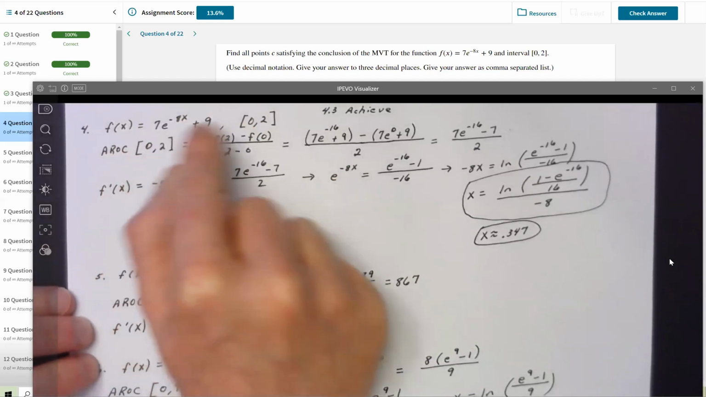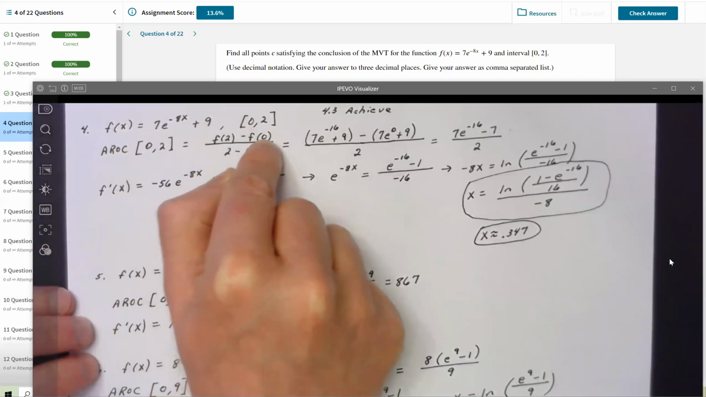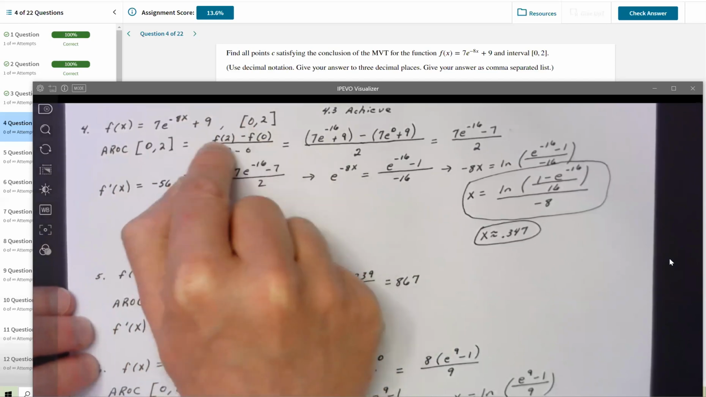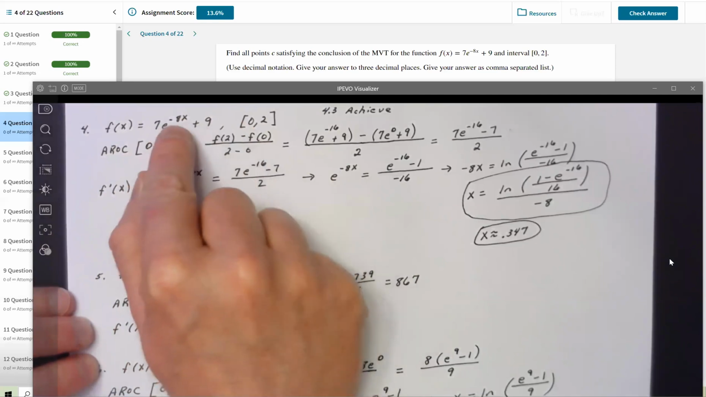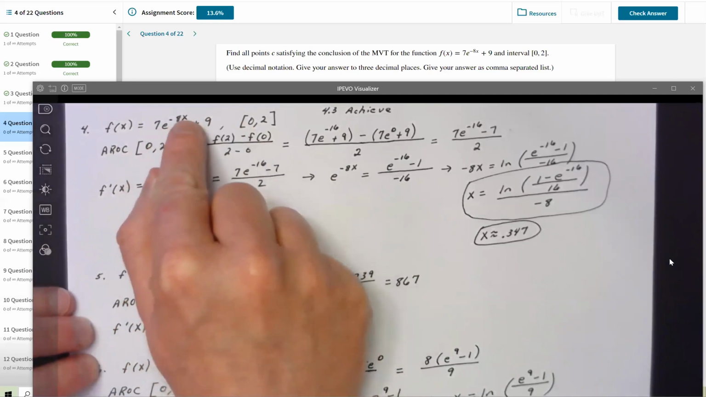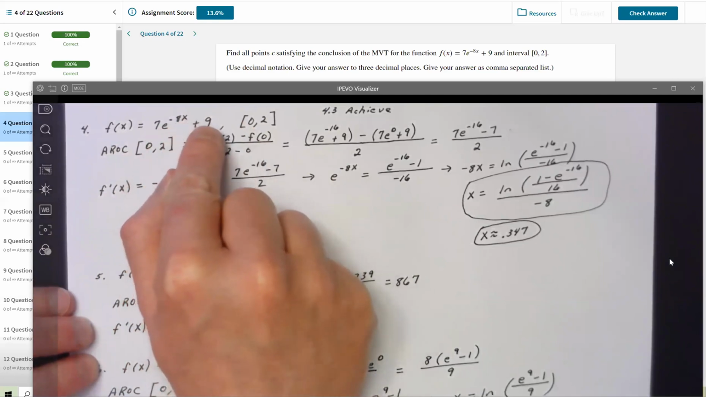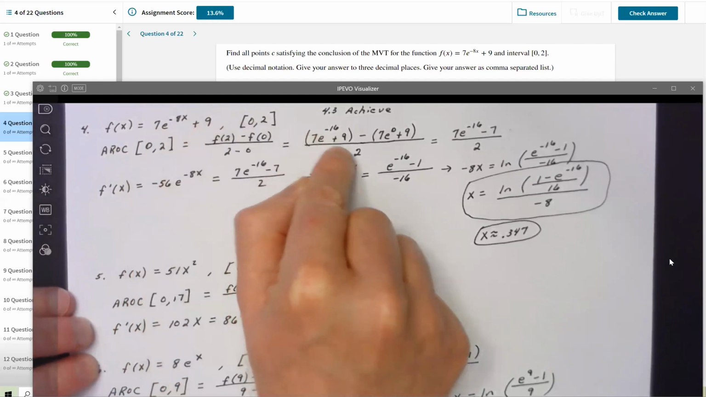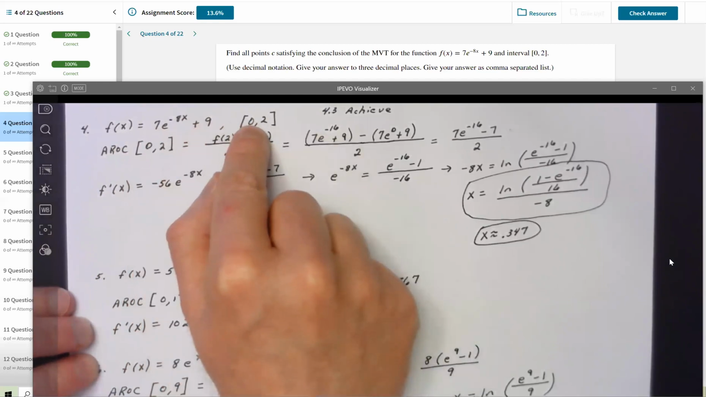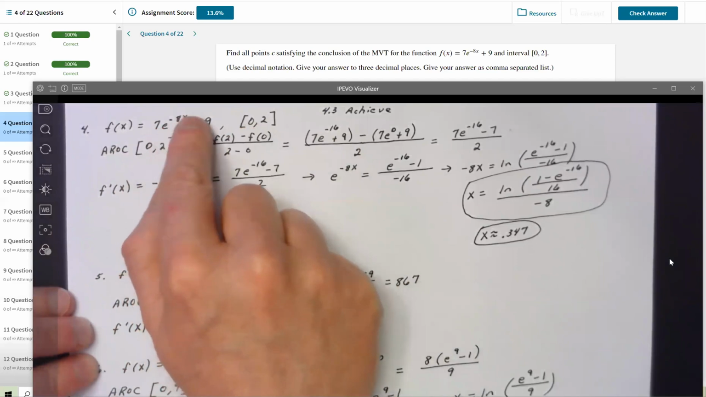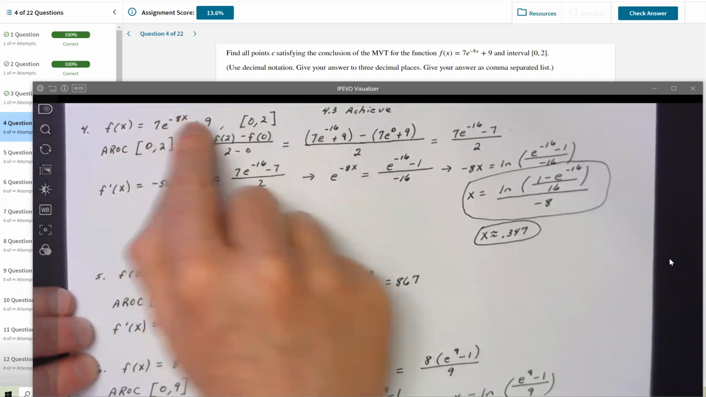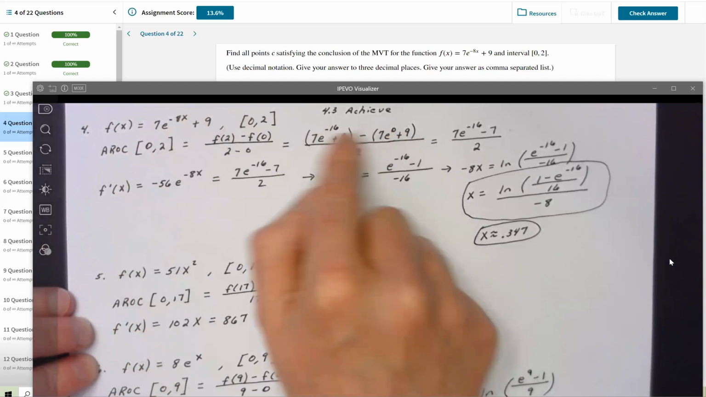So the average rate of change is just going to be f of 2 minus f of 0 over 2 minus 0. If you evaluate your function at 2, you're just going to get 7e to the negative 16 plus 9. That's where I got this. If you evaluate your function at 0, that's just going to be e to the 0 power. You're going to have 7e to the 0 plus 9.